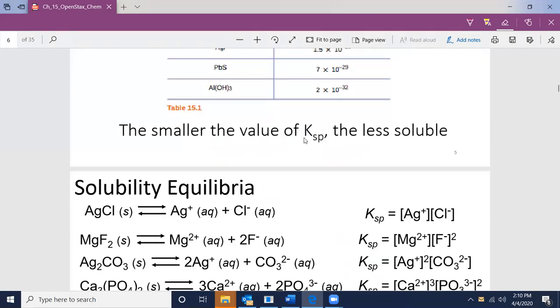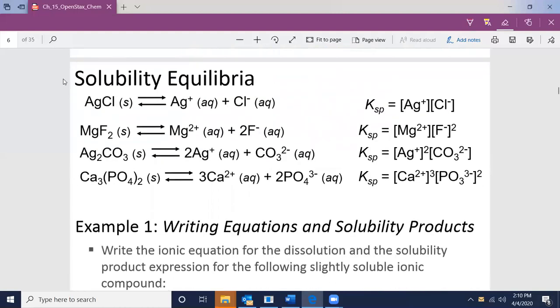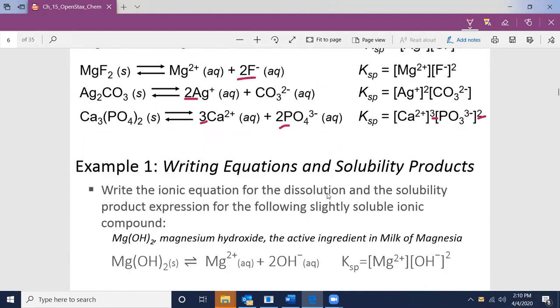So the smaller the KSP value, the less soluble that salt is going to be. If you go by the examples here for the solubility equilibria, what is going to be the equilibrium expression? It's like that. Do not forget that whatever the mole ratio is, you're going to raise the power of the concentration to that. So if you see 2 here, you're going to raise the power to 2 here. If you see 2 here, raise the power to 2 here. If you see a 3 mole ratio here, raise the power to 3. Do not forget that.